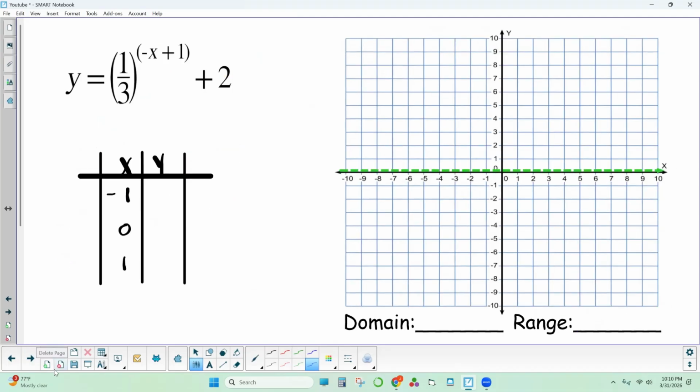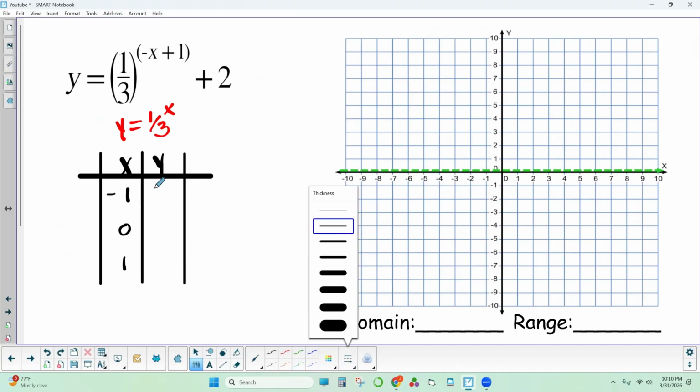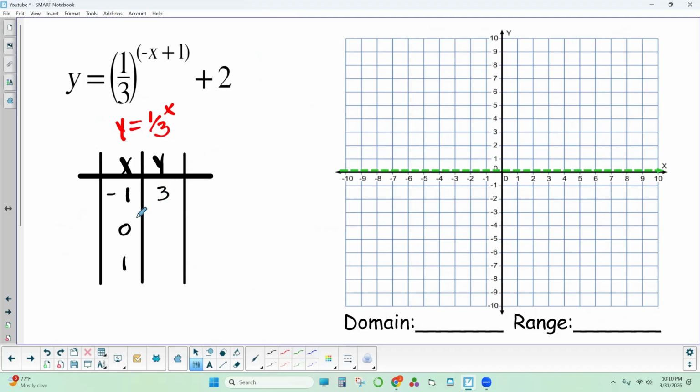All right. So this parent function will be y equals the base 1/3 raised to the x. So I will go ahead and complete my table here. Plug in a -1 for x, and I get 3. Plug in a 0, and I get 1. Plug in a 1, and I get 1/3.